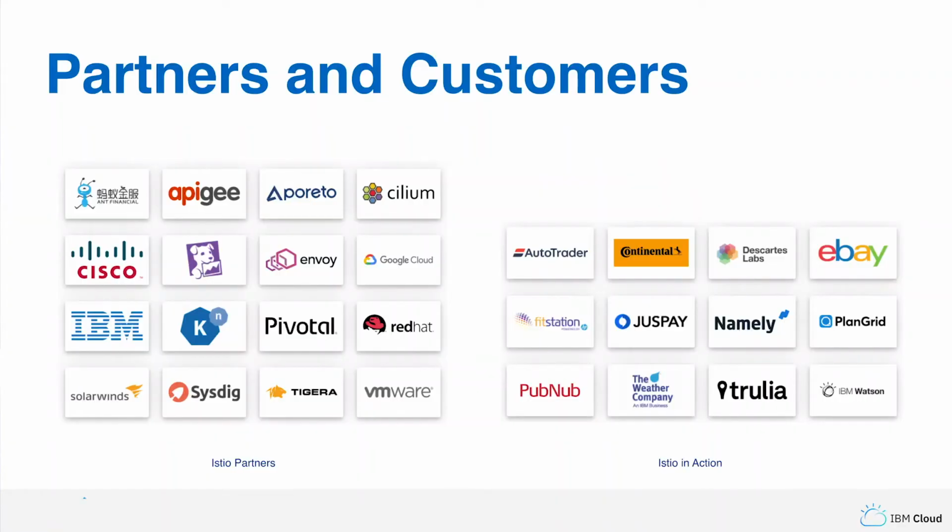These are the partners that help us grow the Istio community, and there are a lot of customers already using Istio in production environments. Some of the big names are eBay, and IBM is also using it. The Weather Company has been using it, and Trulia too. You've probably heard of it, it's a real estate company. So a lot of companies are using Istio in their microservice journey.